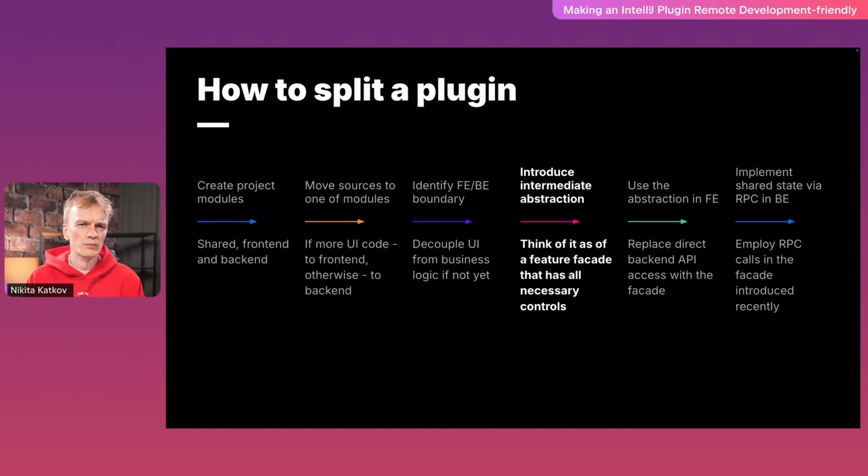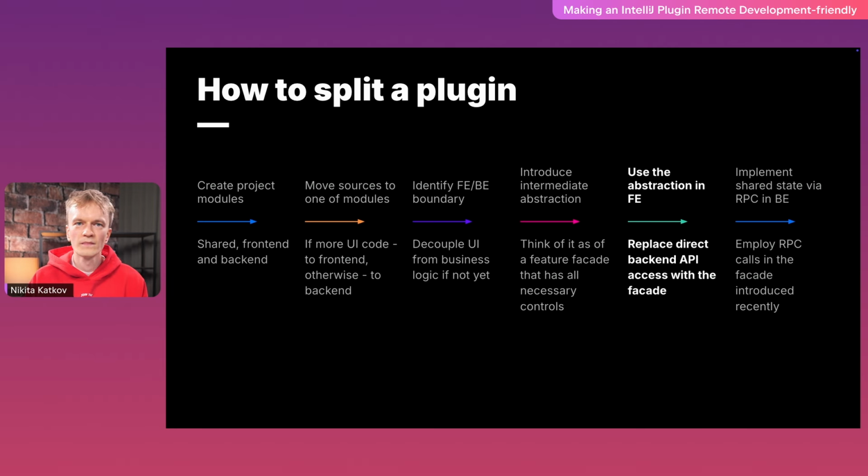Next step, it's number 4, I believe, is to introduce an intermediate abstraction layer. Let's call it remote feature module. It should belong to the frontend module. We will now start fixing compilation issues introduced on the previous step. To do so, we have to replace direct backend API calls in the frontend module with this very new abstraction we have recently introduced.